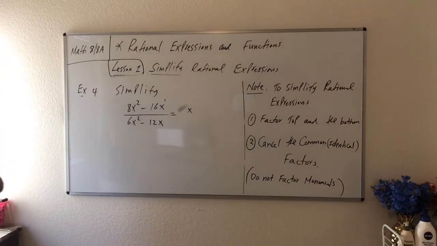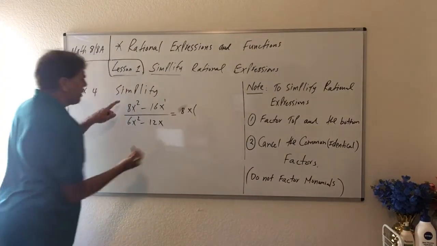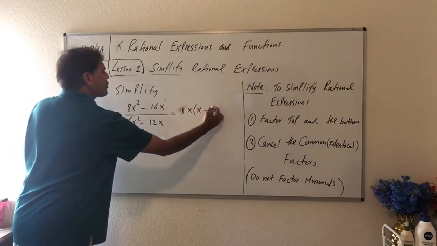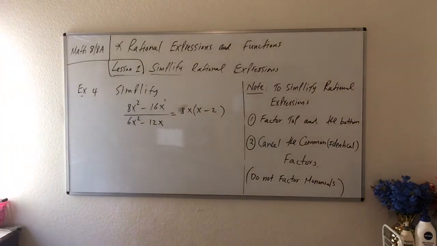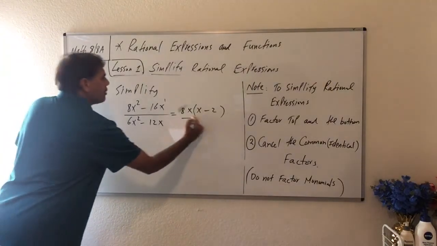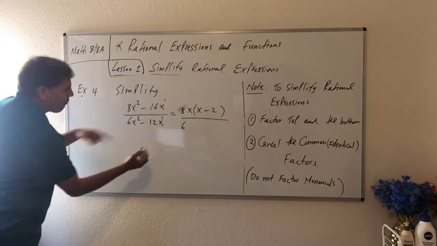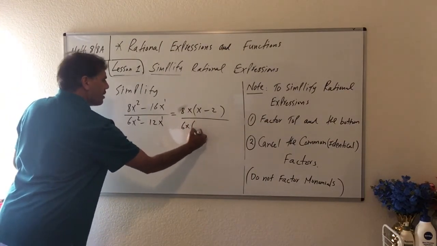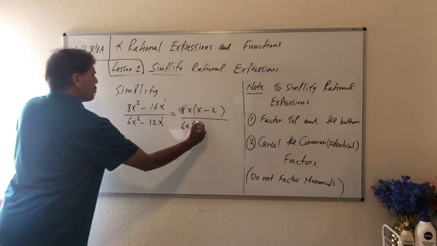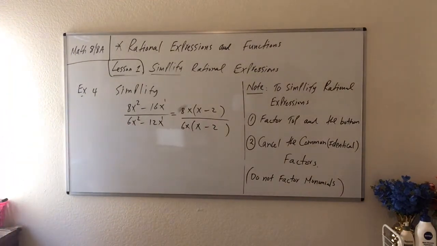8 and 16, what is the GCF? 8x. So 8x is the GCF. Then the leftover is x minus 2. Okay, that's the top. And the bottom, we know x is coming out. So the denominator, 6 is coming out. The smaller power always goes out. So x is coming out. And then 6 gives us x minus 2. Okay, that's the first step. Factor top and the bottom carefully.